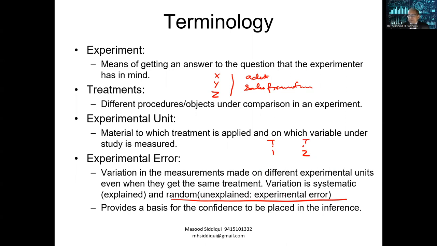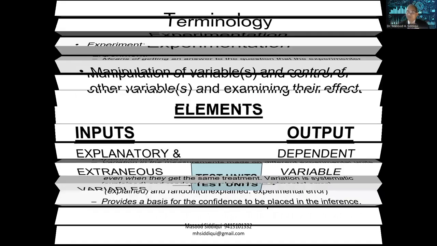So what is the role of the experimental error? It provides the basis for the confidence to be placed in the inference that has been drawn from the sample to the population. Right. So the lower the standard error, the higher is the confidence. The higher the standard error, the lower is the confidence. These are some terms that we are going to use in future.